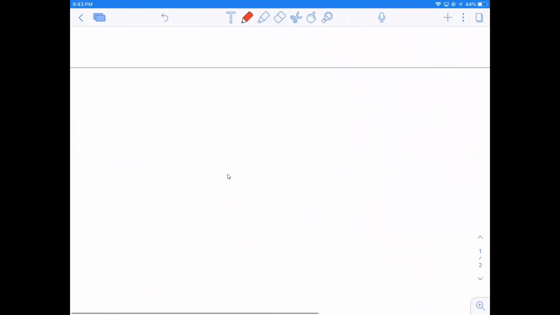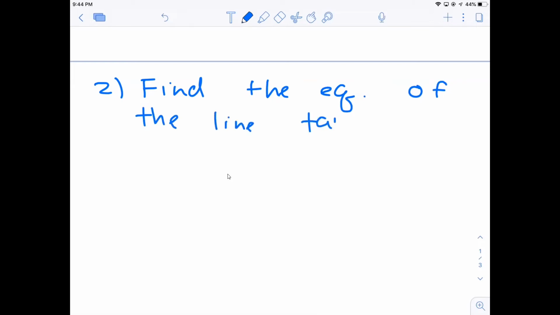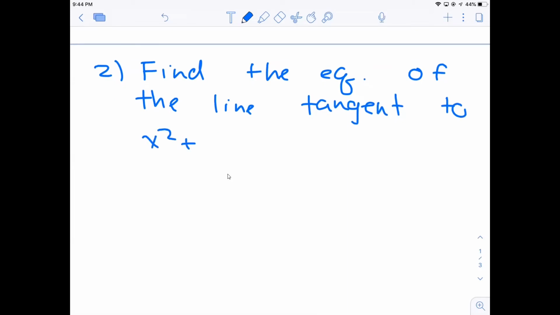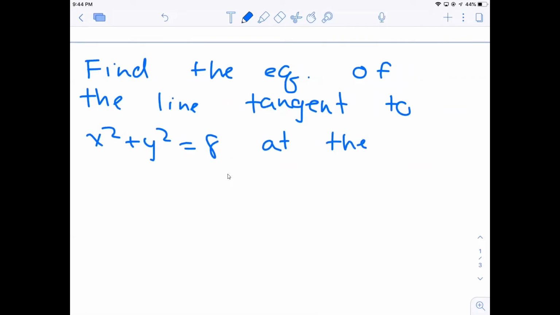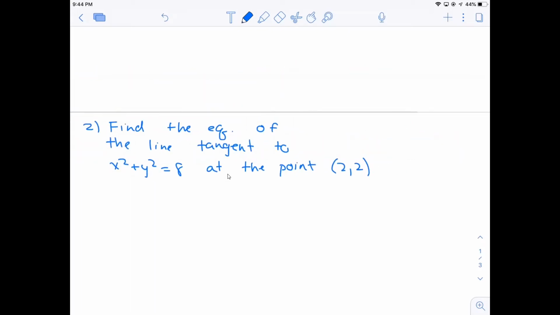Right. Example number 2. I like this one a little better because you actually need to think a little for this one. So number 2 is going to be: find the equation of the line tangent to x squared plus y squared equals 8 at the point (2, 2). Right, find the equation of the line tangent to x squared plus y squared equals 8 at the point (2, 2).